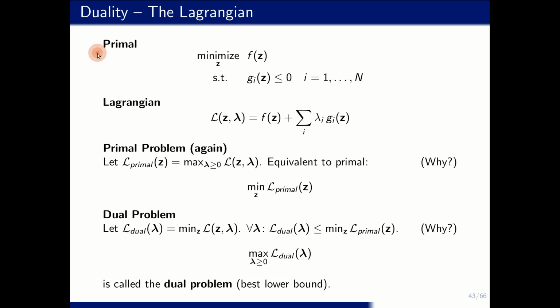Okay, so here's our optimization problem again, and here again our Lagrangian, L(z, lambda). Let's now take the Lagrangian and do something useful with it.